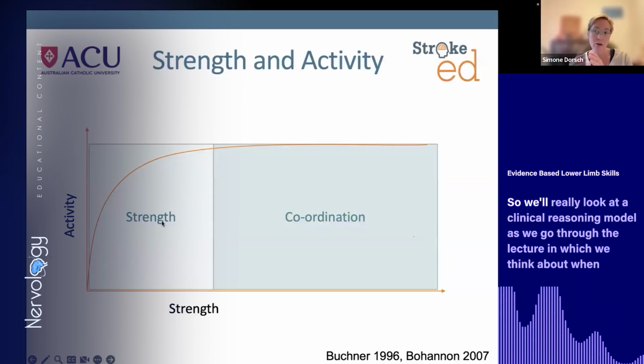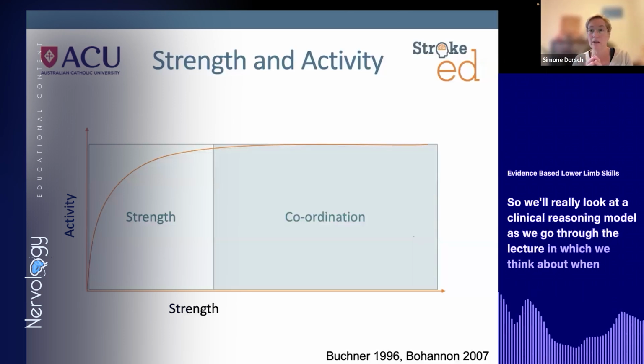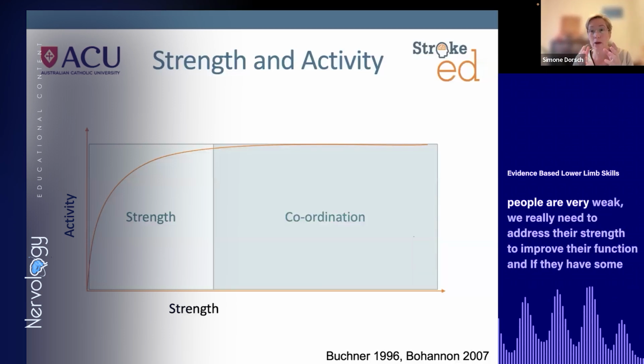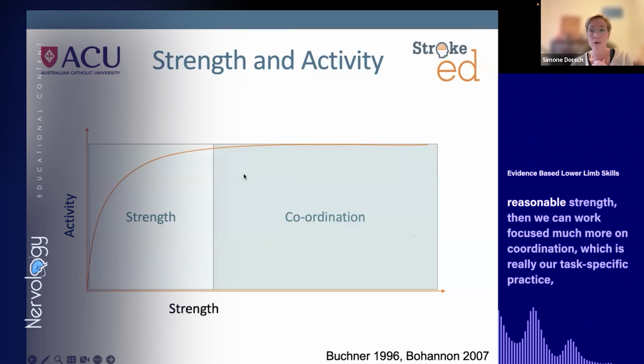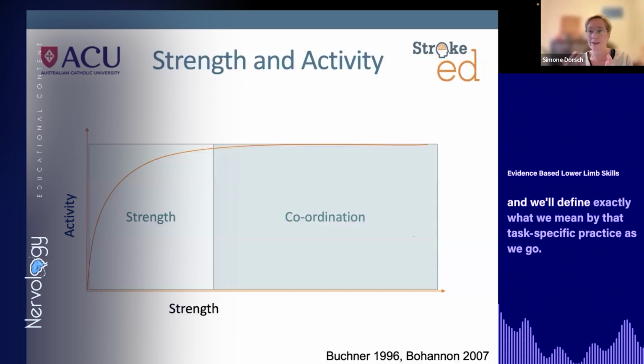Yeah. So we'll really look at a clinical reasoning model as we go through the lecture, in which we think about when people are very weak, we really need to address their strength to improve their function. If they have some reasonable strength, then we can focus much more on coordination, which is really our task-specific practice, and we'll define exactly what we mean by that task-specific practice as we go.